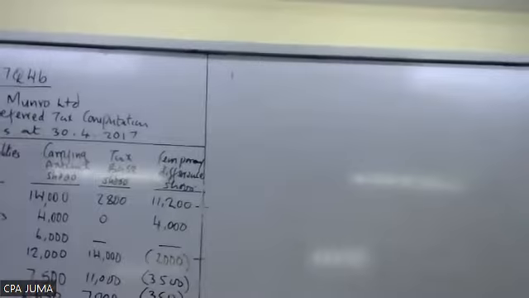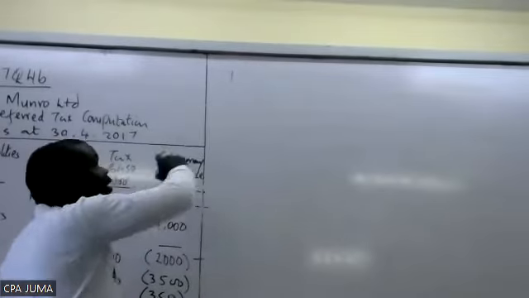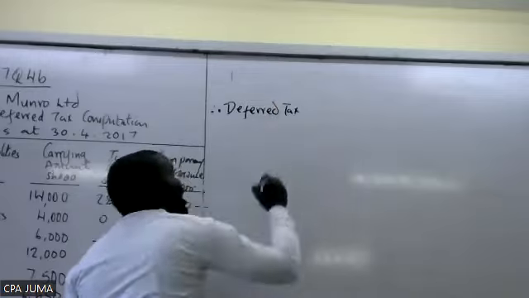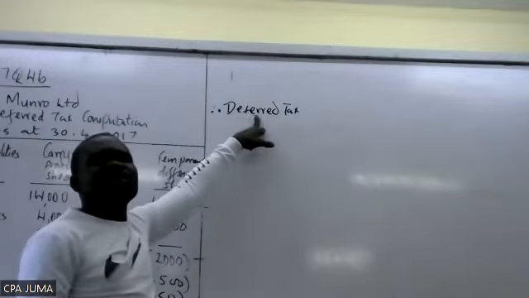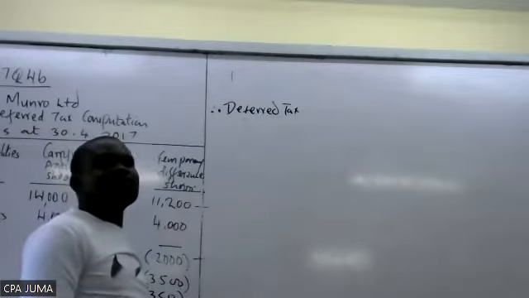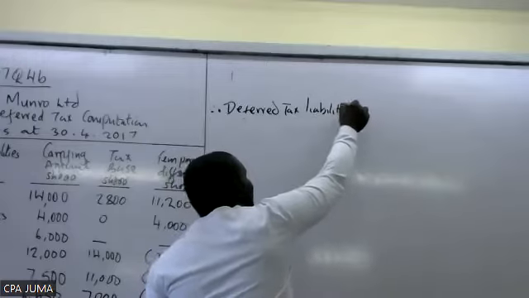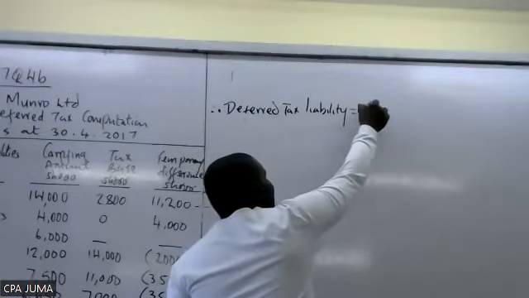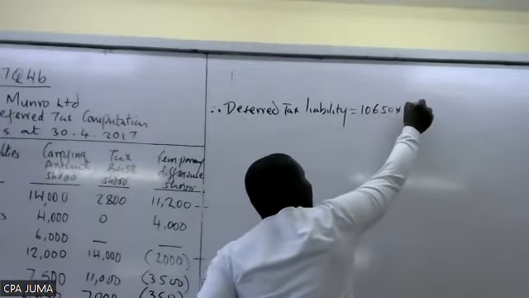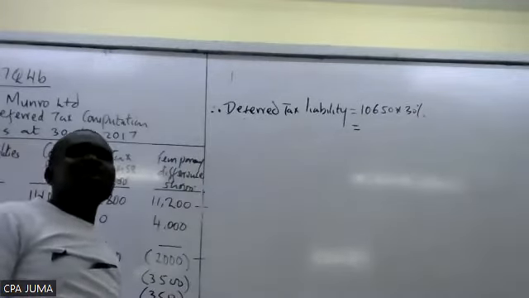I'll tell you how. Therefore, deferred tax. Are we going to report deferred tax asset or liability? Liability, because your aggregate temporary is positive. Positive is a liability. So deferred tax liability is equal to 10,650 times 30%. So that is the deferred tax liability, which comes to how much?